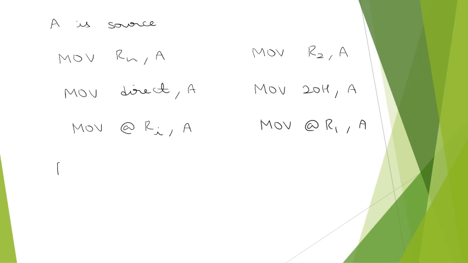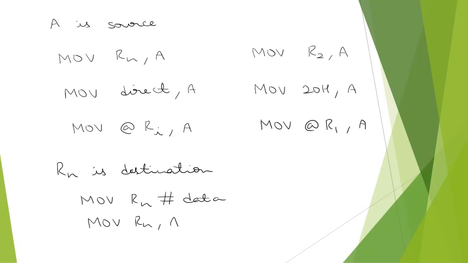Next we have when the register is the destination. So we have the following 3 formats: MOV Rn, #data, then MOV Rn, A, then MOV Rn, direct. So directly the value can be copied to the register, accumulator content can be copied to the register, and the memory location can be accessed and its data can be copied to register.